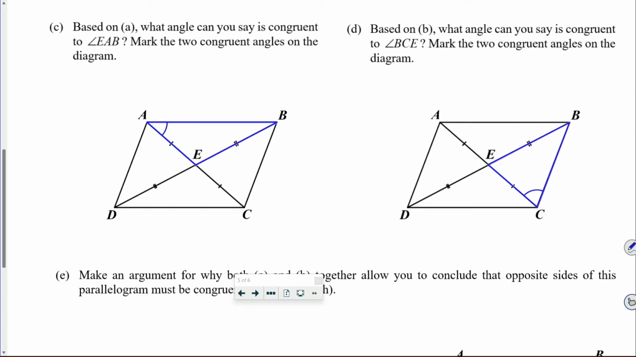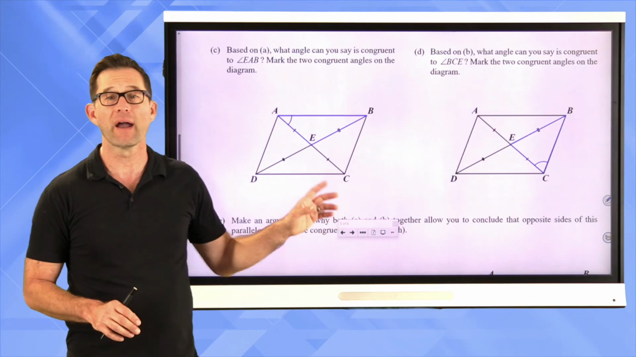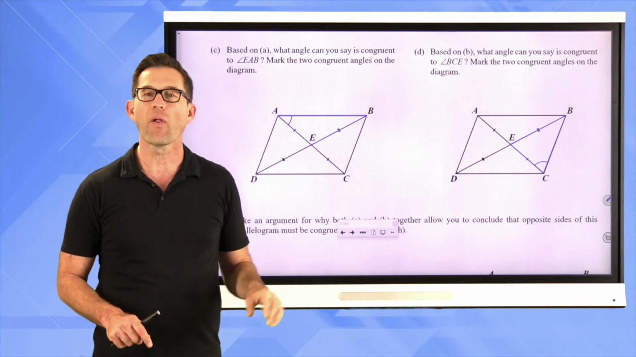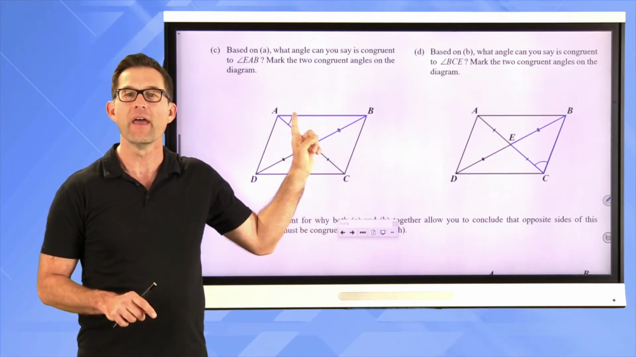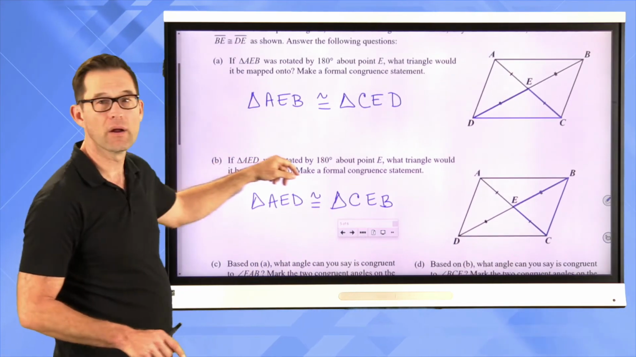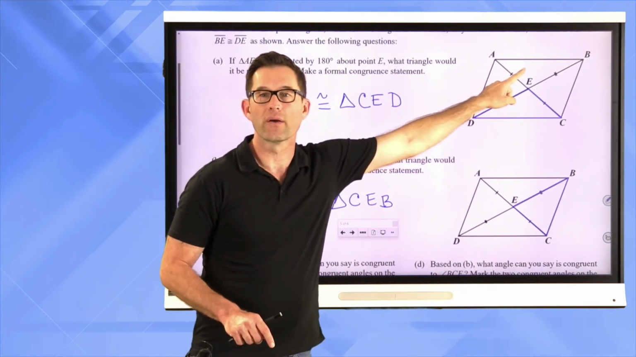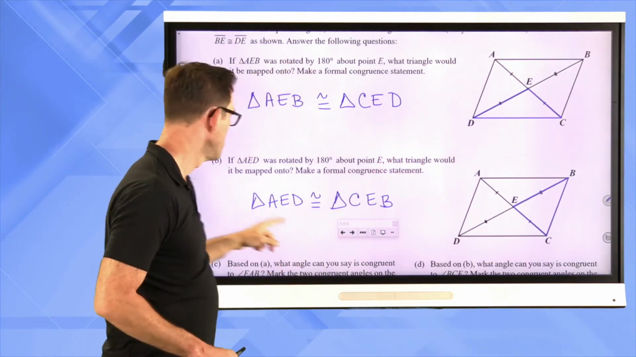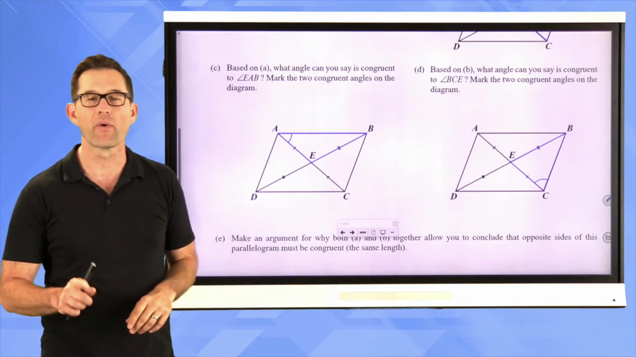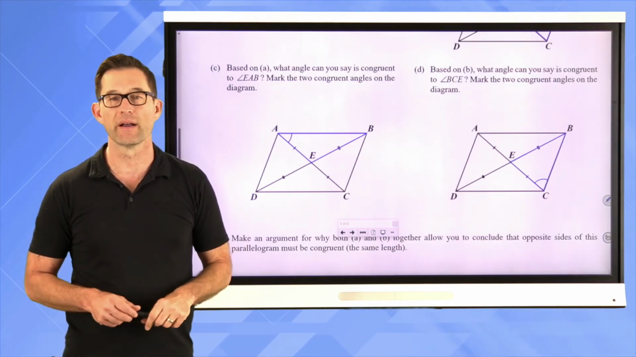Anyway, let's talk about letter C. Based on letter A, what angle can you say is congruent to angle EAB? Mark the two congruent angles on the diagram. So I've marked off on my diagram angle EAB. What angle has to be congruent to this one based on letter A, way up here, where we learned that this triangle was congruent to that one? Mark the two congruent angles and then write down a congruent statement between the two angles.